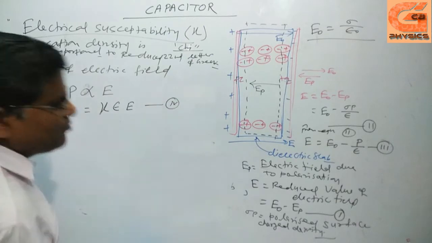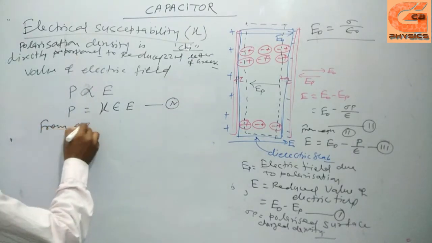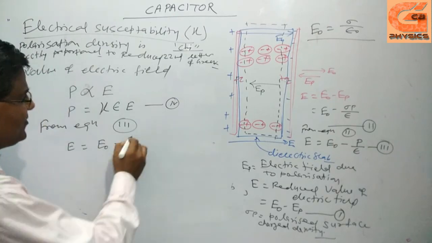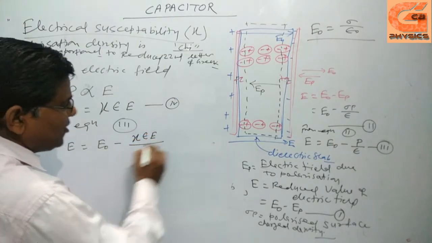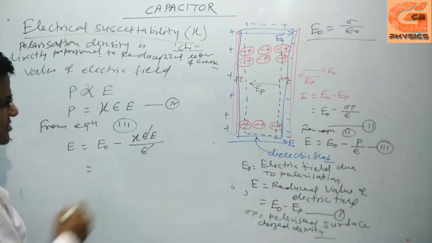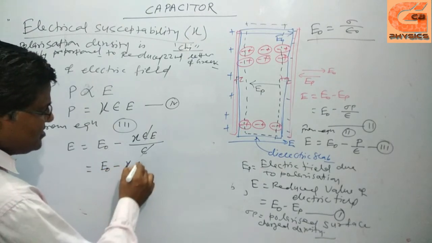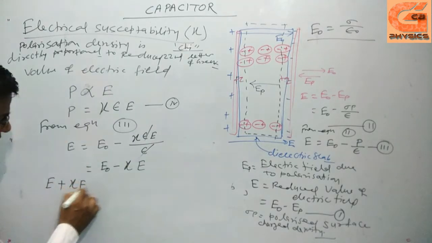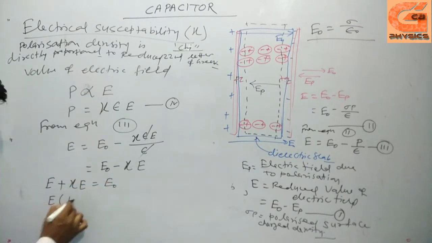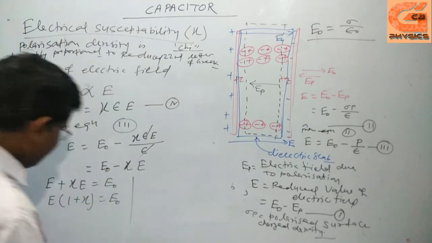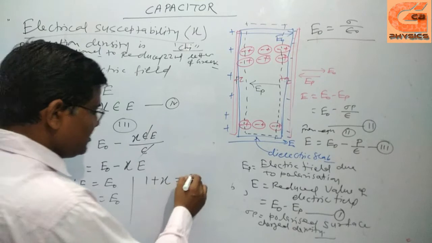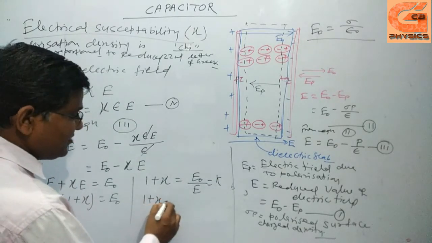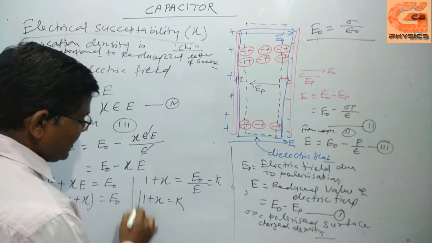Putting this value in equation 3, E becomes E naught minus, in place of P, chi epsilon naught E upon epsilon naught, where epsilon naught cancels out. It becomes E naught minus chi E. Taking this to the left side, E times (1 plus chi) is equal to E naught. Therefore 1 plus chi is equal to E naught by E, which, as you know, is K. This is the relation between electrical susceptibility and dielectric constant.